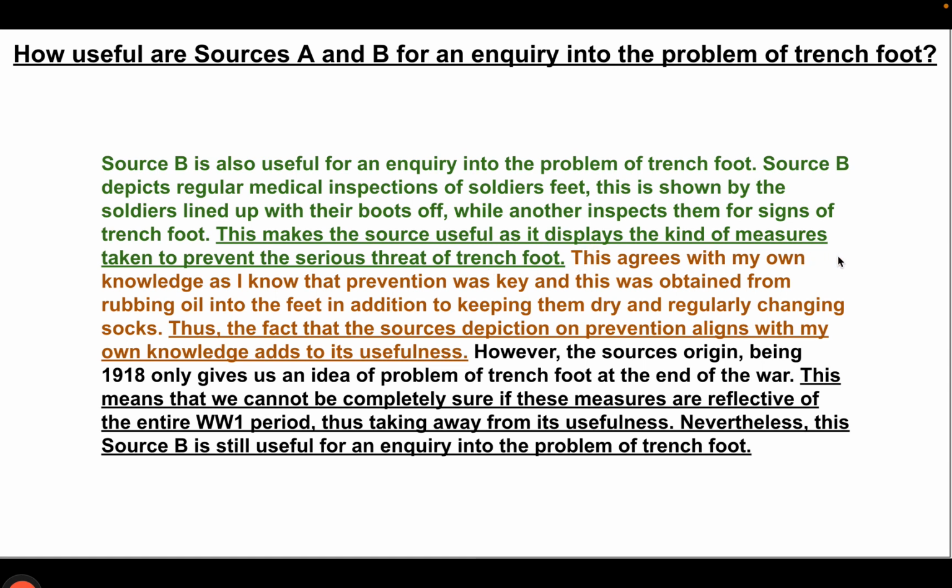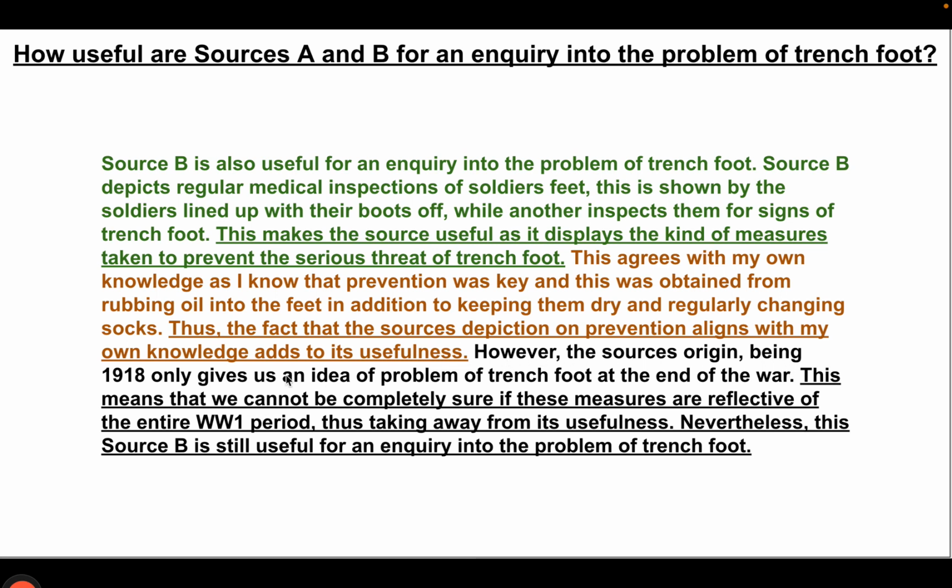This agrees with my own knowledge as I know that prevention was key, and this was obtained from rubbing oil into the feet, in addition to keeping them dry and regularly changing socks. Thus, the fact that this source's depiction on prevention aligns with my own knowledge adds to its usefulness. Now, if I just stop here quickly, a key part to getting full marks in this question is that you need to provide one negative of one of the sources. You need to say something in that source that makes it less useful. So this is what I've done here.